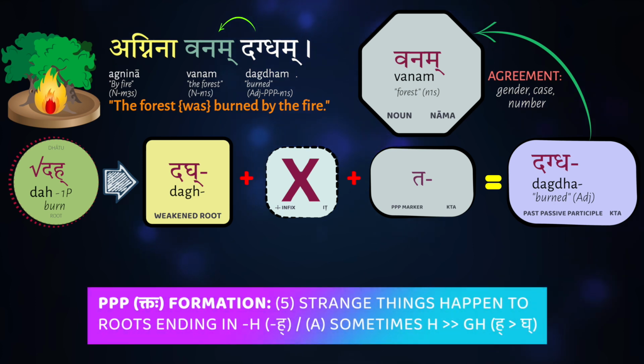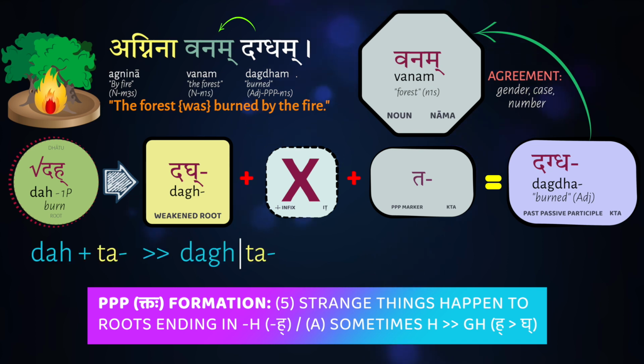Another similar aspiration situation is when verbs end in the hakara, the letter H. Here, often the ha will first turn into a voiced aspirate velar, the ga-gara. It's very strange. For the root dah, for example, to burn, we get dag-da, burnt. Agninavanam dag-dam, the forest was burnt by the fire.